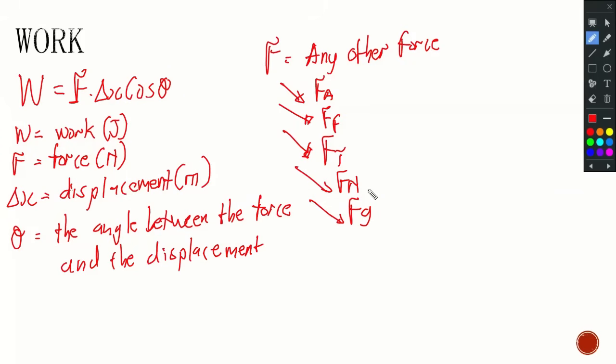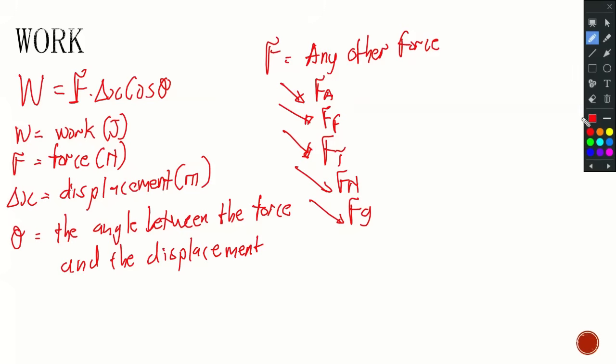So if we want to calculate the work done by the force applied, that means the F now will be the force applied. The work done by the frictional force, that means the F now will be the frictional force. The work done by the tension, that means F now will be the force of the tension, right? Then work done by the normal force, that will be the normal force. So you get it. That's how it goes, right?